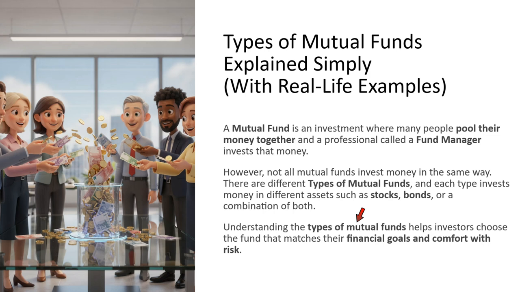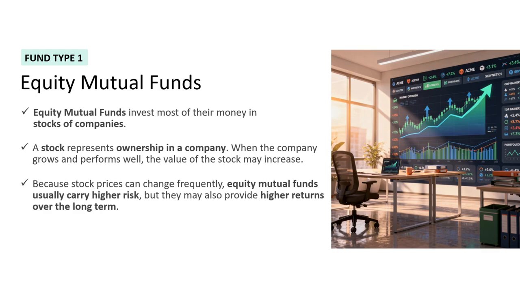and comfort with risk. Fund type 1 is equity mutual funds. Equity mutual funds invest most of their money in stocks of companies. A stock represents ownership in a company. When the company grows and performs well, the value of the stock may increase. Because stock prices can change frequently, equity mutual funds usually carry higher risk, but they may also provide higher returns over the long term.